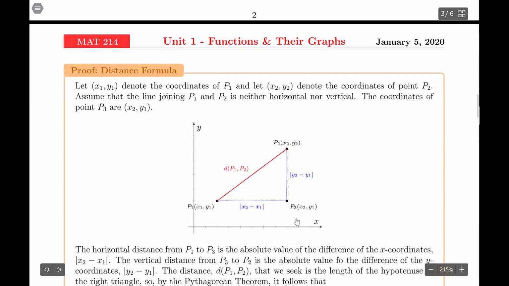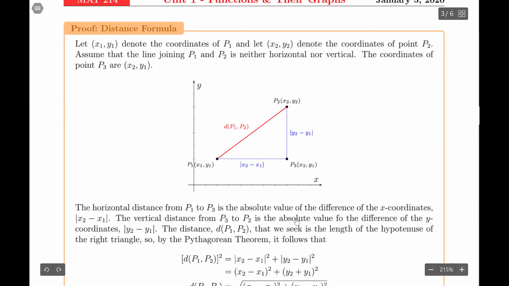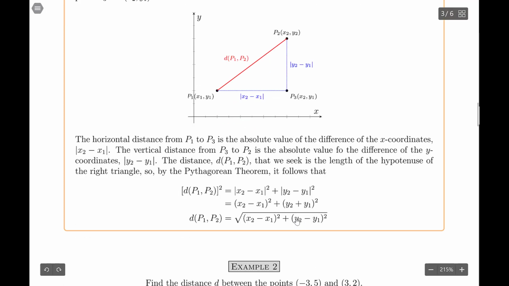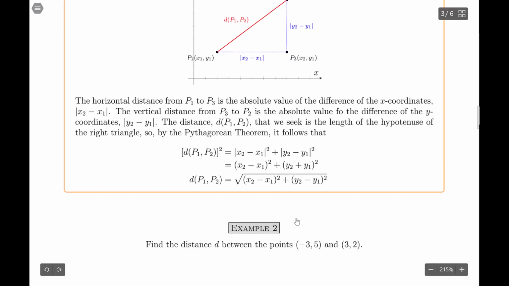Here's a proof of the distance formula. If you're interested in that, you don't have to know this proof inside out, but it would be something useful to look over just so you can understand how it is derived, rather than just the kind of glossed over example that I just gave you.